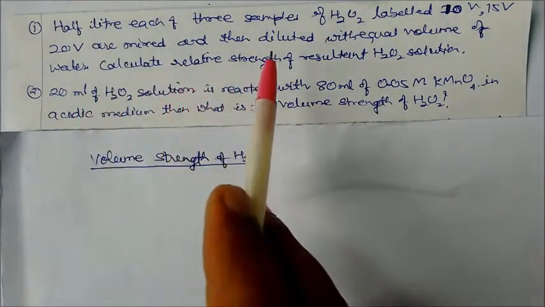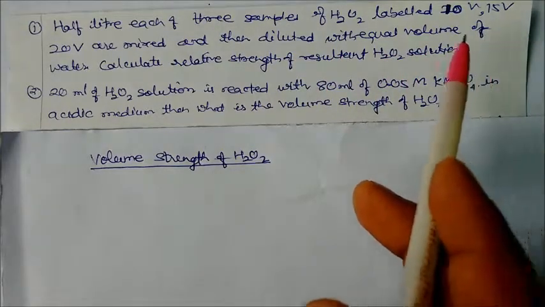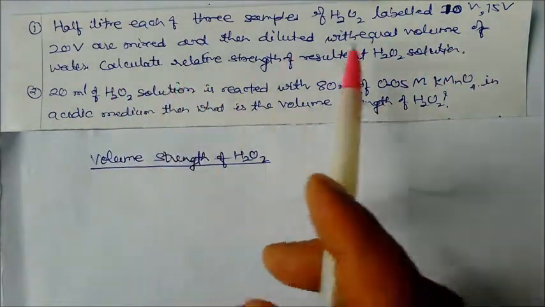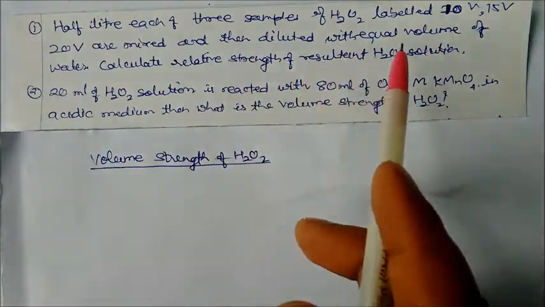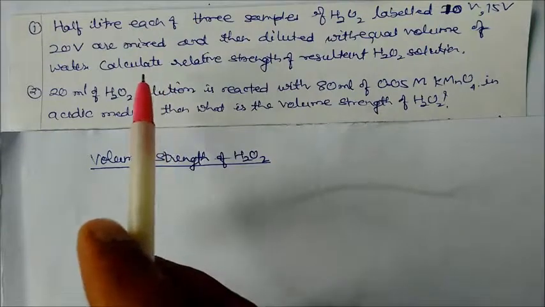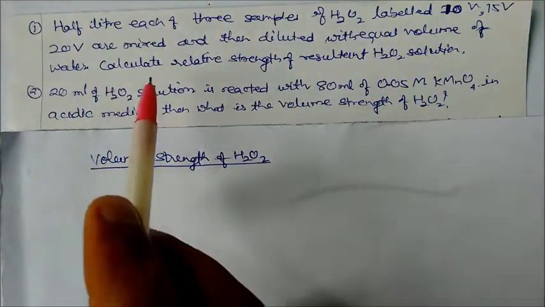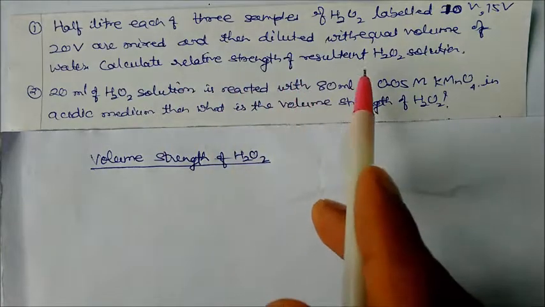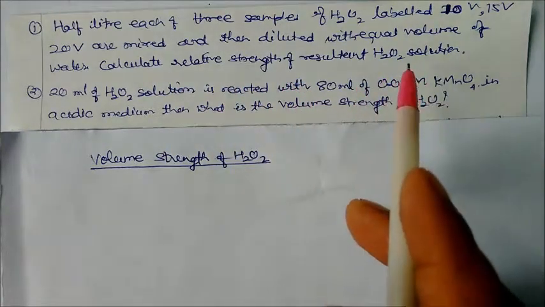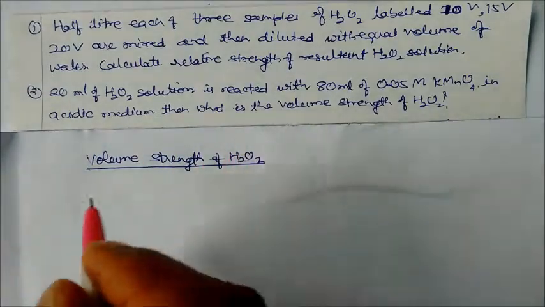Half a liter of each of the 3 samples of H2O2 labeled 10 volume, 15 volume, and 20 volume are mixed, and then diluted with an equal volume of water. So these 3 samples of half a liter each are mixed and again diluted with the same amount of water. Calculate the volume strength of the resultant H2O2 solution. So we have 3 volumes, so we'll use the normality equation.